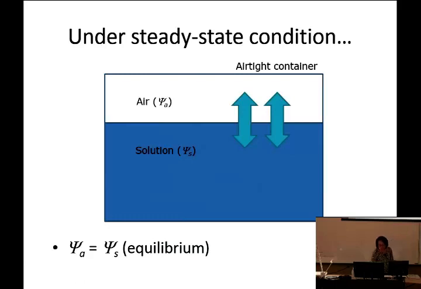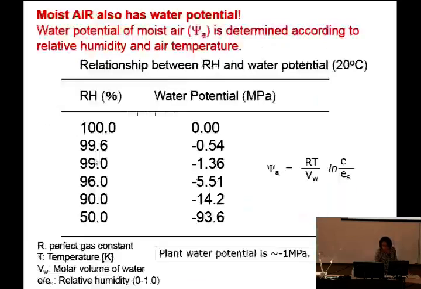Okay, so for example, if the solution water potential is negative 2 megapascal, go back to the previous slide. The humidity above that solution is going to be somewhere between 96% and 99%. You can compute the actual exact humidity. But even in the contained system, if the water sitting in it is not pure water, having some water potential, the air above is not going to be saturated because of the salt, because of the negative water potential in that solution.